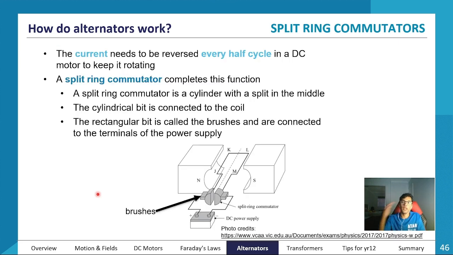The way we change the current every half rotation is we use something called a split ring commutator. And this is like a little tool down here. You don't really have to know how it works, but all you need to know is that this tool is what allows the current to switch every half rotation. So every time it switches, the direction of the coil spinning will remain the same.